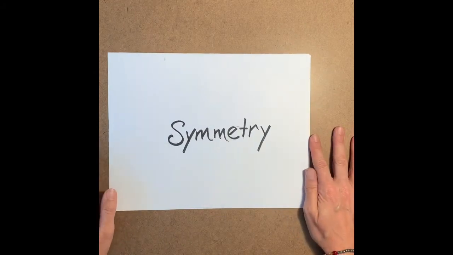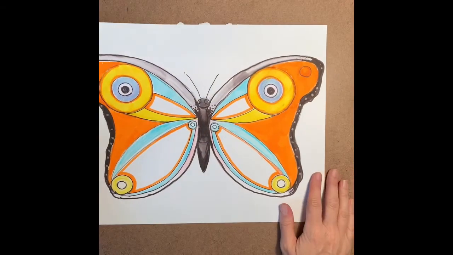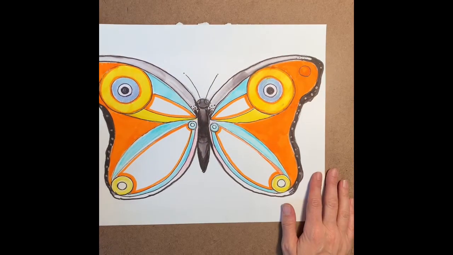And if you think of things in nature, there are a lot of things in nature that are symmetrical. And one thing in particular that we're going to focus on today is a symmetrical butterfly. And here is an image of a butterfly. It's something like what we're going to be doing today.